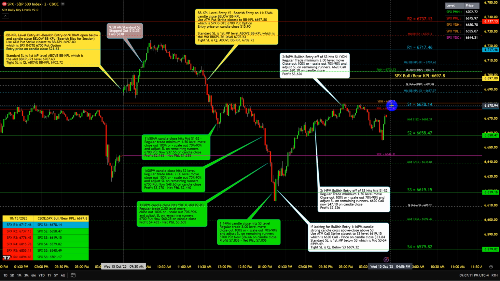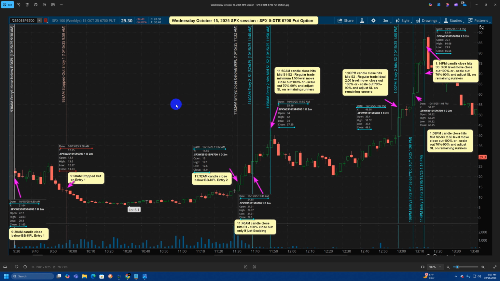Okay, so now we're going to pause and take a look at the two option charts. First we're going to look at the 6700 0DTE put option for today's session. Here we have the 9:30 a.m. candle close below the BBKPL. That's entry 1, $21.63. Here is where we got stopped out on the standard stop loss at the 9:58 a.m. candle, and we're getting stopped out on the close of that candle.